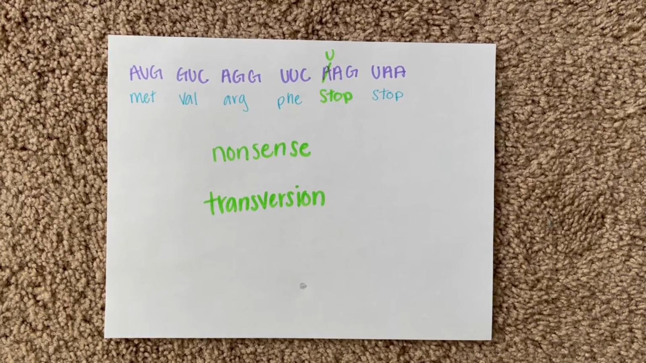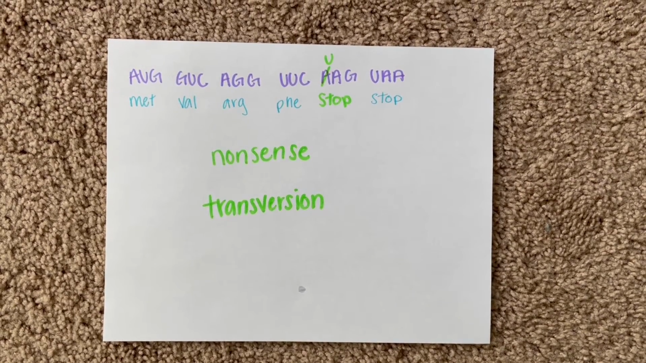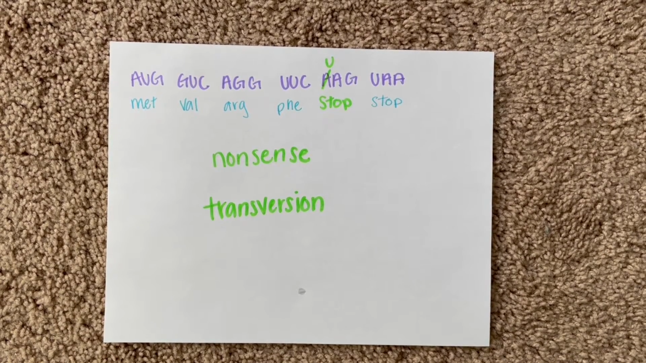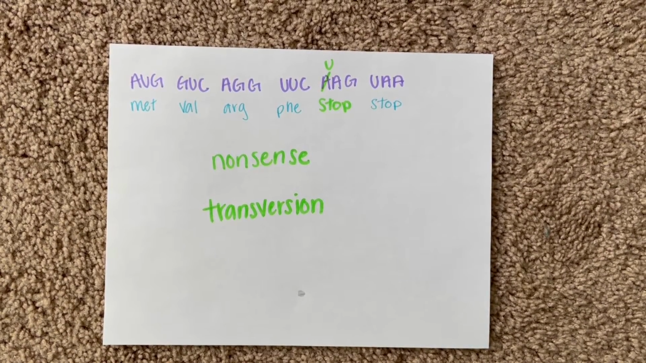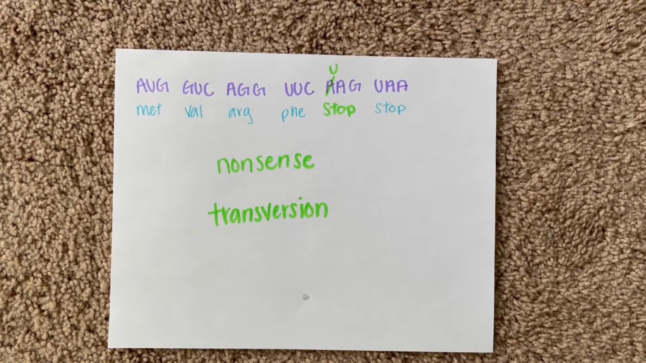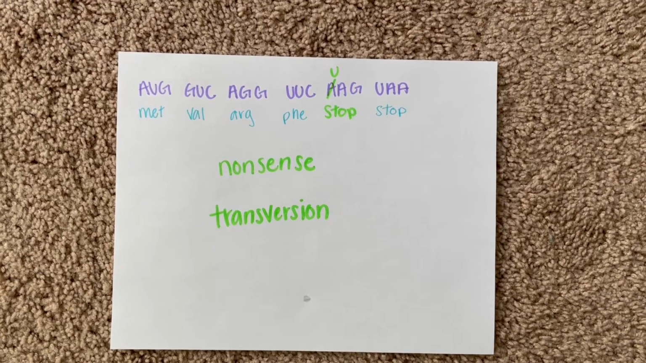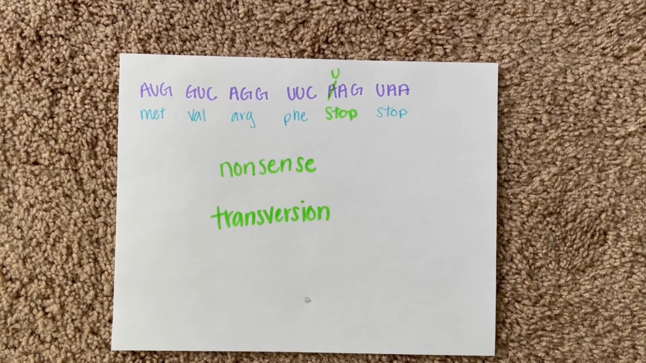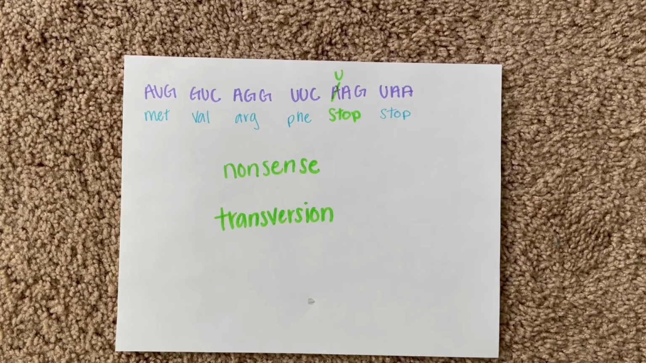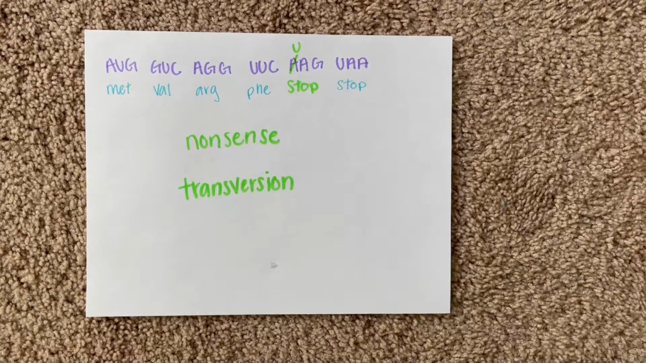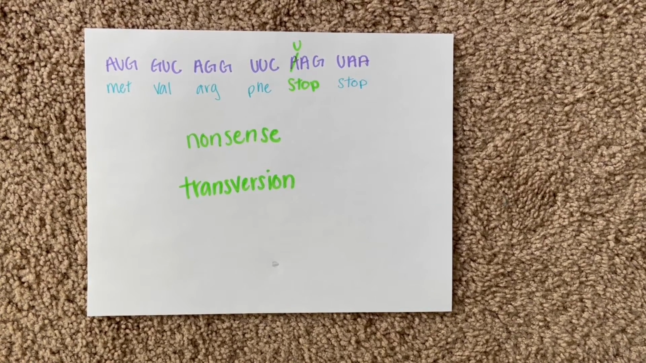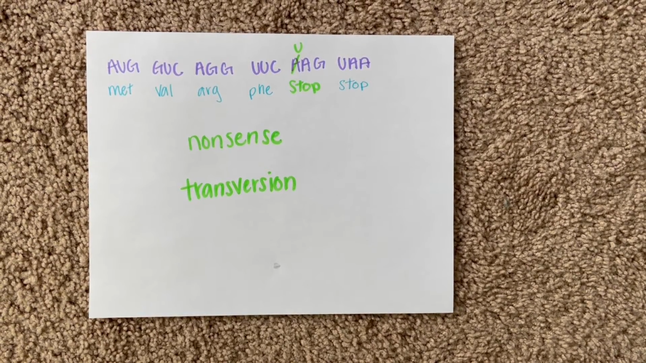Now we would want to know what would happen if a mutation occurred. In this example, we are showing a nonsense mutation. A nonsense mutation is when a codon is changed to a stop codon and causes the protein to end early. In this case, the first A in the AAG codon was replaced with a U. This changes the codon to UAG, which is a stop codon. It is also a transversion mutation, which is when there is a change between a pyrimidine and a purine base.